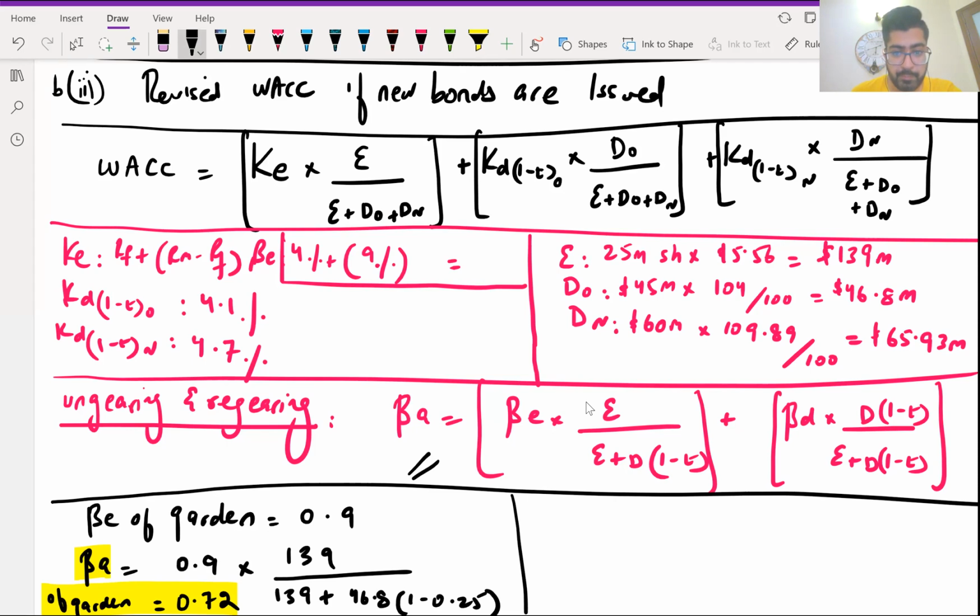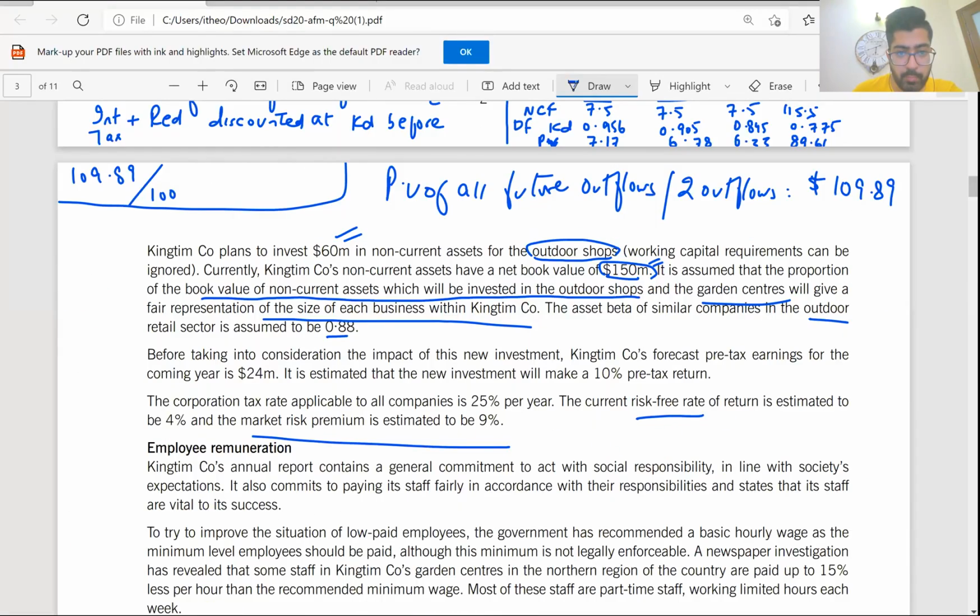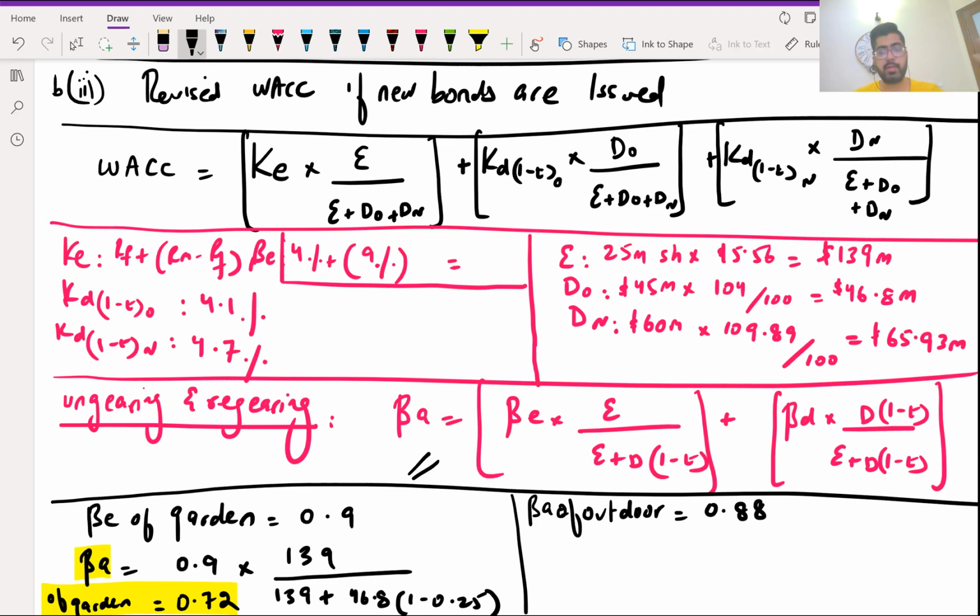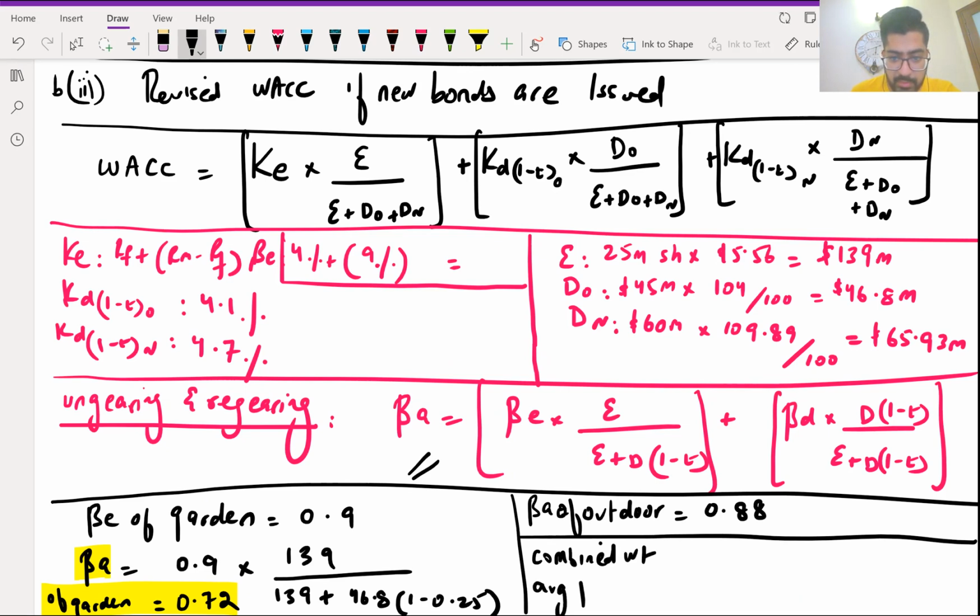Then we have beta asset of outdoor, which was given as 0.88. If beta equity of outdoor had been given, I would have converted it into beta asset, but beta asset of outdoor is given, and now beta asset of garden is also given. We can now get a combined weighted average beta asset, since the company has 2 units.